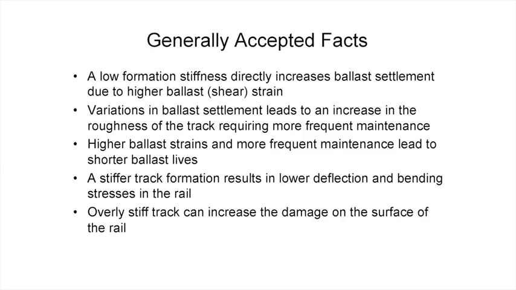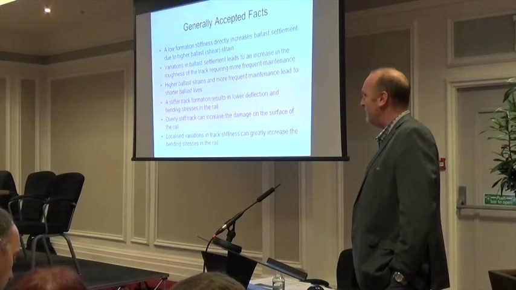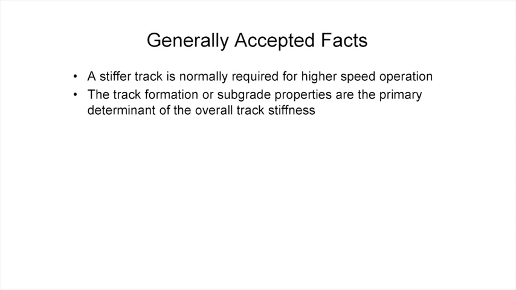It can cause problems where the track is overly stiff. Variations in track stiffness greatly increase the bending stresses, as I've shown. We've got results now where we see broken rails directly linked to that. Stiffer track, normally better for higher speed, but the formation is probably the most important bit and the primary determinant of the overall stiffness of the track.